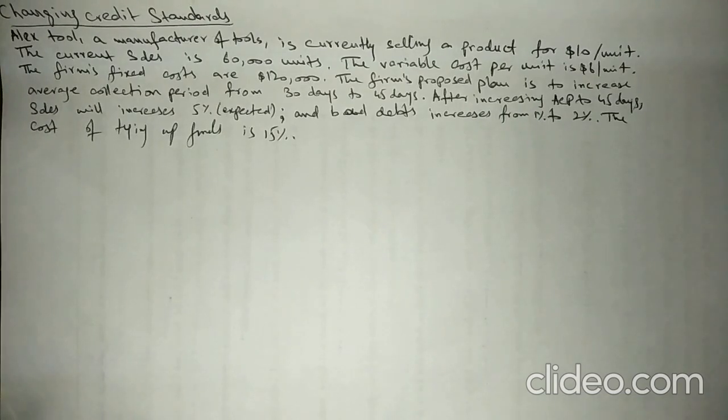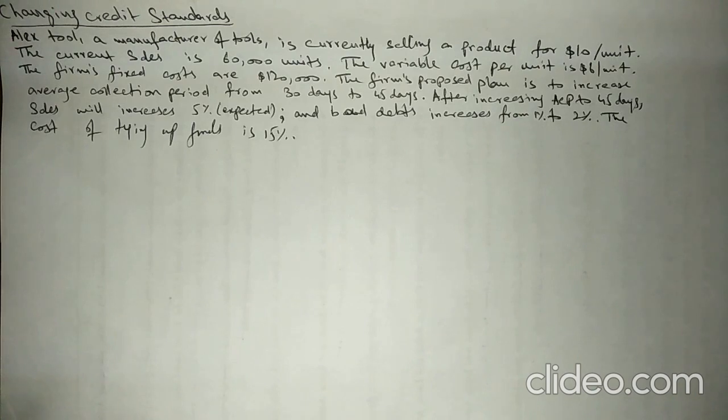Hello everyone. In the previous lecture we discussed the 5 C's of credit standards: how we can make selection criteria for the customers to whom we are granting credit, or to whom we are selling our product on credit. So in this lecture we discuss changing credit standards.